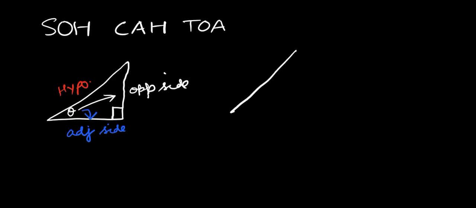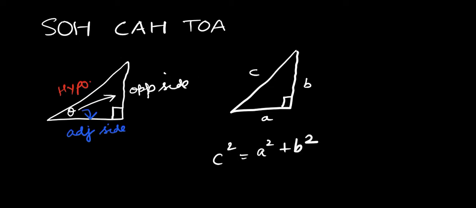Now if you recall, let's say this is a right angle triangle with sides A, B and C. So we can apply the Pythagoras theorem here. The Pythagoras theorem applies to right angles: C square is equal to A square plus B square. We are not going to focus on that too much, but just be familiar with that equation.